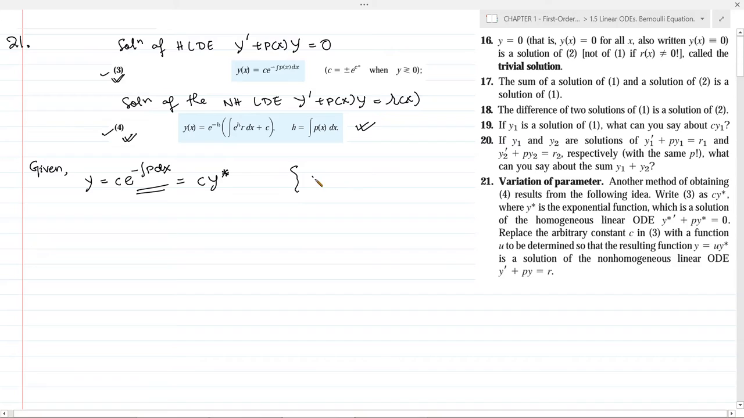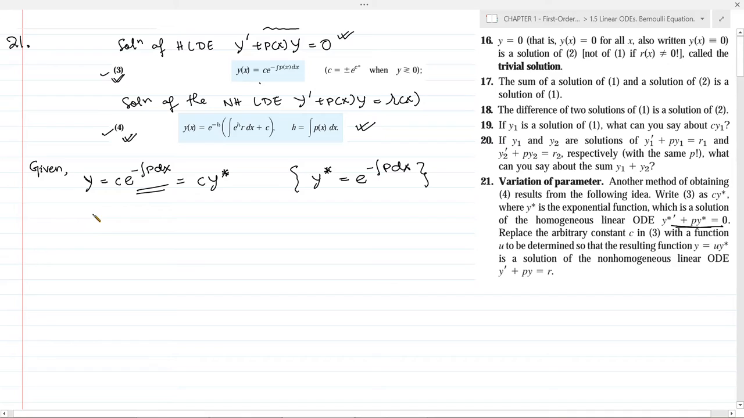So, we have y star equal to e to the power minus integration of p dx, and we know that y equal to c y star is a solution of this homogeneous linear ODE. So, we can substitute y equal to c y star in this equation and we will get y star dash plus p y star equal to 0. Let us check and see.